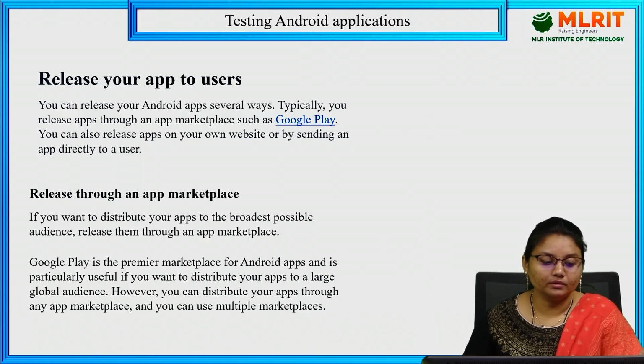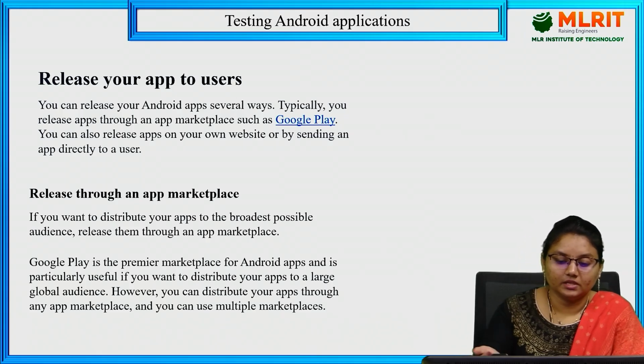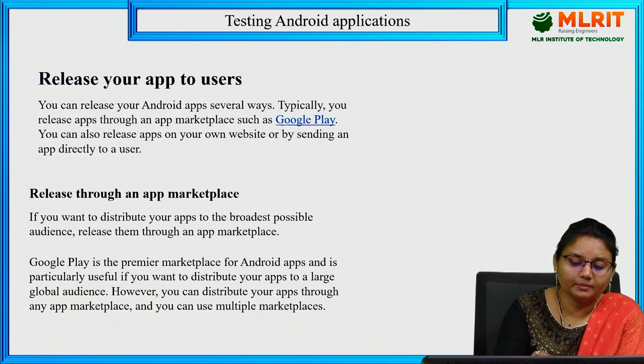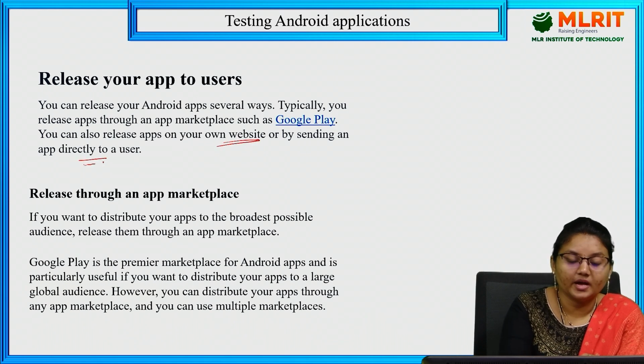Now, how to release? You can release your Android app in several ways: through a marketplace such as Google Play, which we all know, or on your own website, or by sending the app directly to the user.